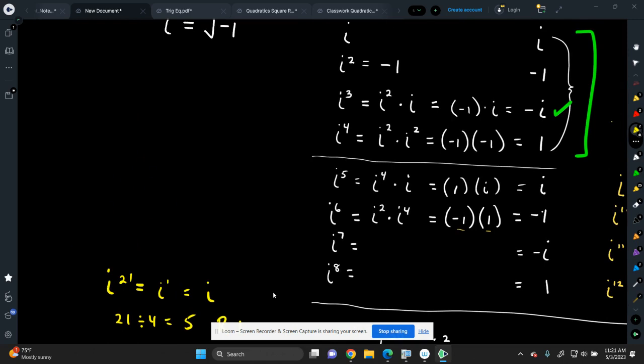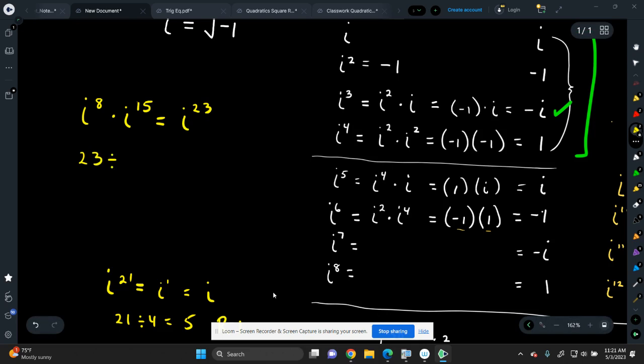What if we had something like this? What if we had I to the 8th times I to the 15? What does that equal? 23. I to the 23. So now we have to figure out what that equals. We have 23 divided by 4, which equals 5. And what's the remainder?